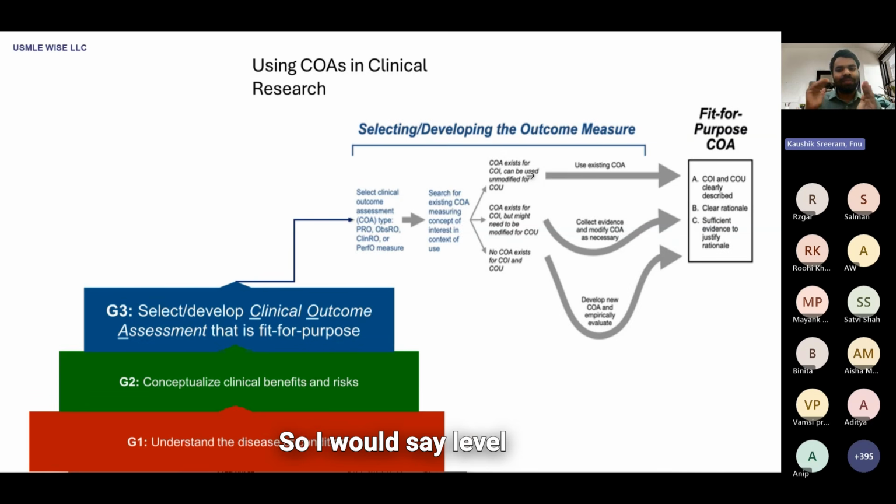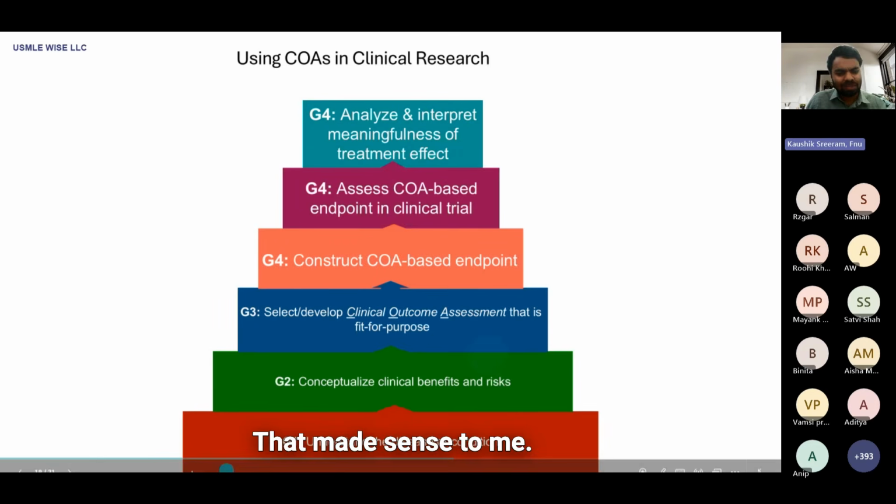So I would say level 1 is for students. Level 2 is for your assistant professors or professors in your centers. And level 3 is for experts and leaders in the field. So these are the 3 ways that I had in my mind, right? That made sense to me.